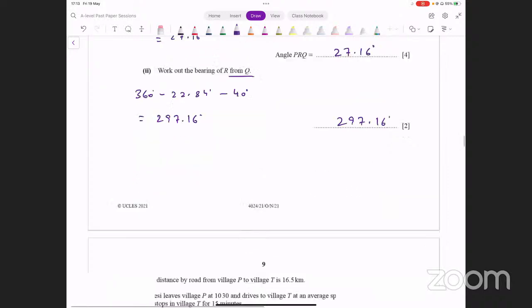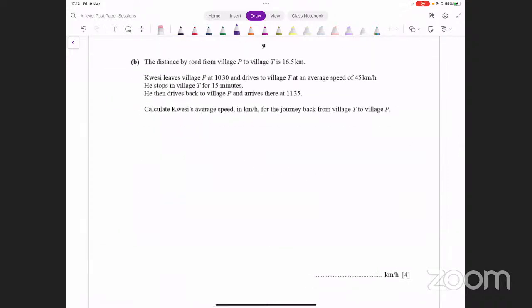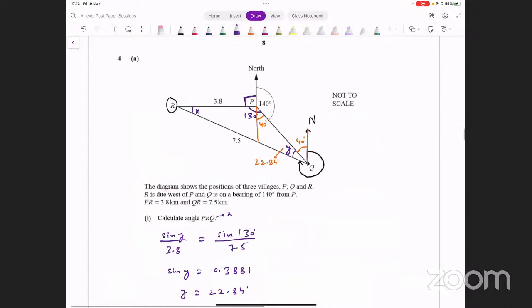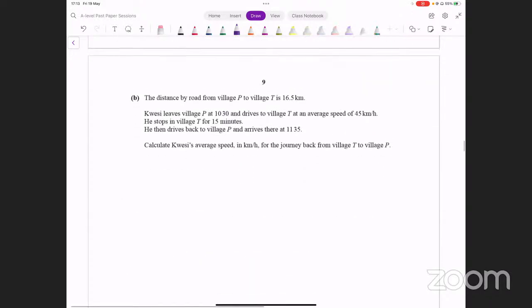Okay, let's move on. Now it says the distance by road from village P to village T is 16.5 kilometers. Okay, village P to village T. Now, do we have T here? No, so T वहाँ पे नहीं represented. 16.5 kilometers. Now, this person leaves village P at 10:30 and drives to village T at an average speed of 45 kilometers per hour.